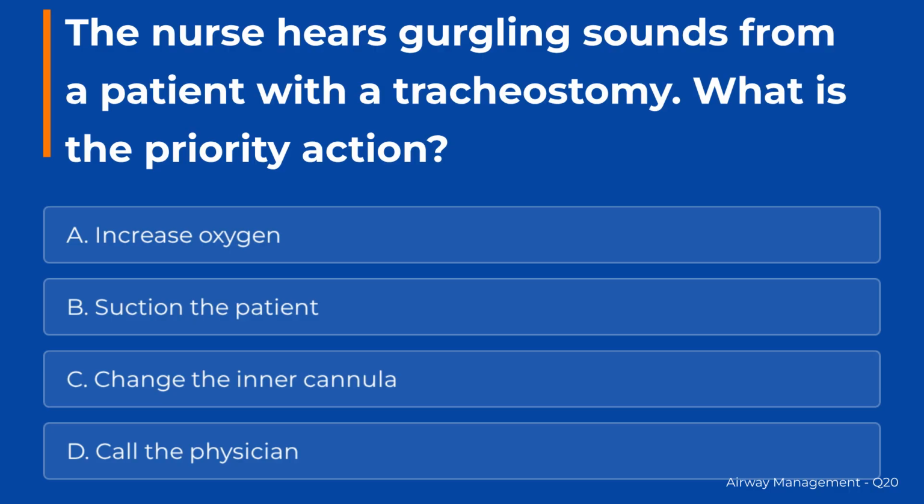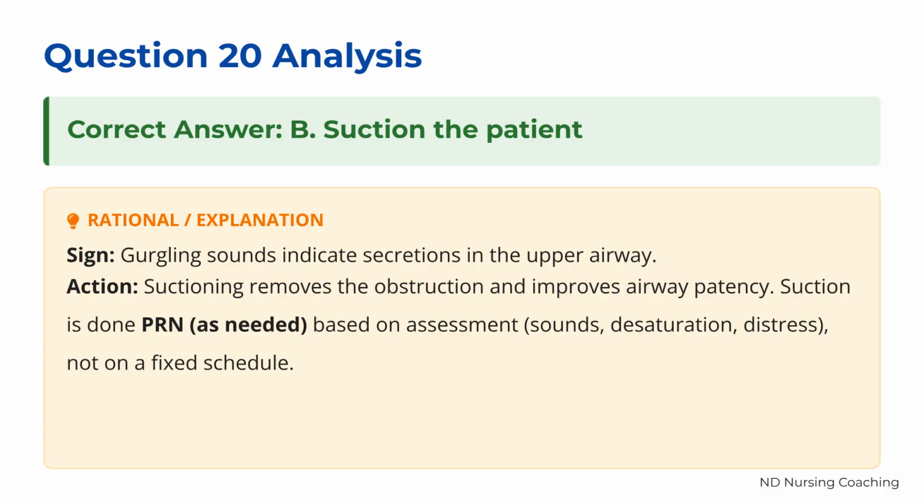Question 20. The nurse hears gurgling sounds from a patient with a tracheostomy. What is the priority action? The correct answer is B, suction the patient. Gurgling sounds indicate secretions in the upper airway. Suctioning removes the obstruction and improves airway patency. Suction should be done as needed, not on a fixed schedule.